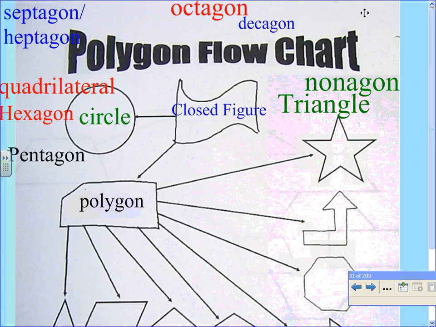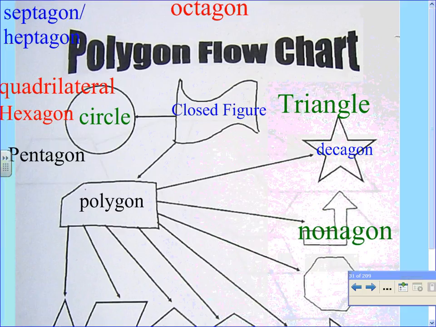And let's actually go backwards here. So let's start with this one. Okay, Justin, what is this? Good, decagon because there's 10 sides. Briar, what is this? Good, nonagon because there's 9 sides. Okay, Emma M, what's this? Good, octagon because there's 8 sides.